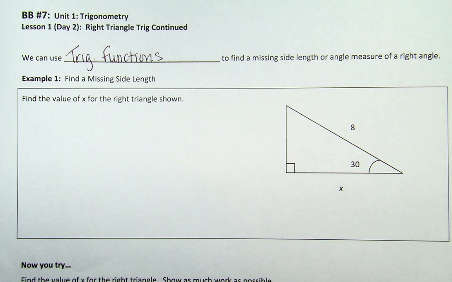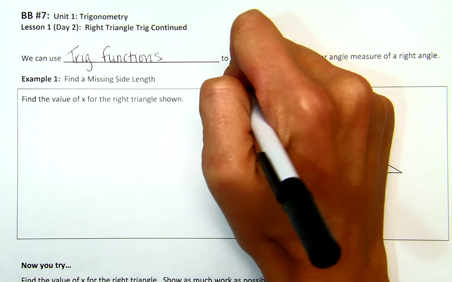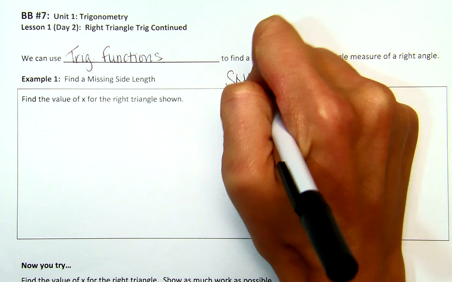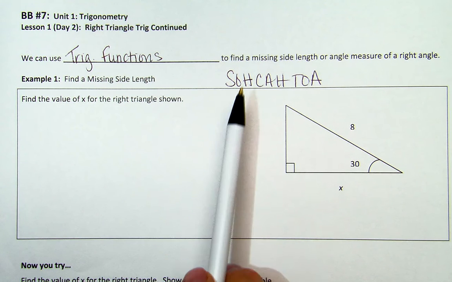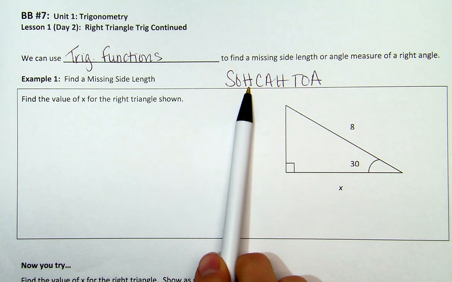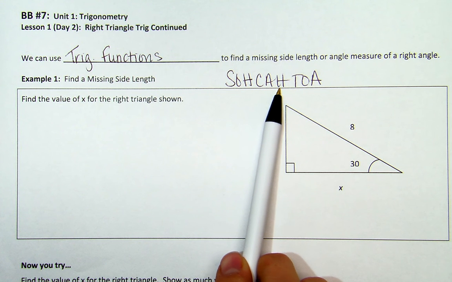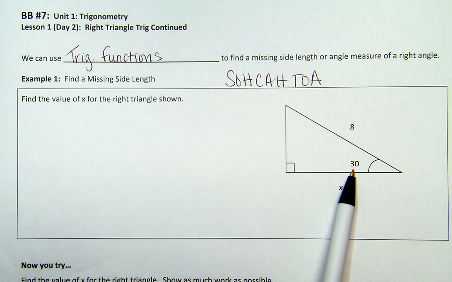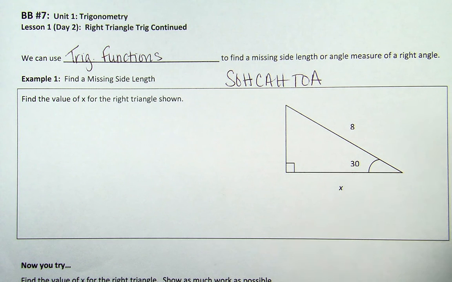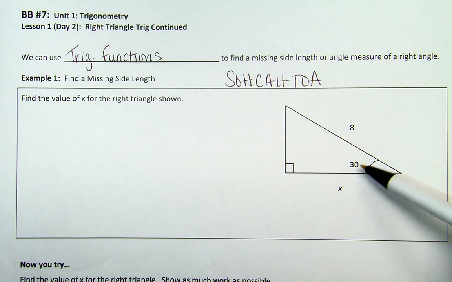So the first thing I'm going to do is start off by just writing SOHCAHTOA up top. Remember, SOHCAHTOA stands for sine is opposite over hypotenuse, cosine is adjacent over hypotenuse, and tangent is opposite over adjacent. So starting out, the first thing I want to do is label the side lengths that are given to me in relationship to my interior angle. So here I have my interior angle of 30.